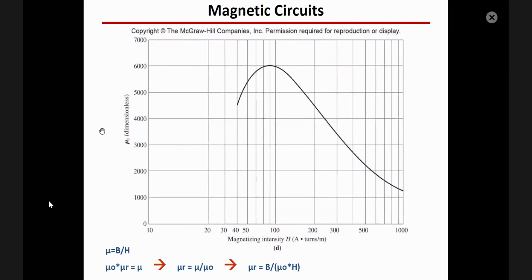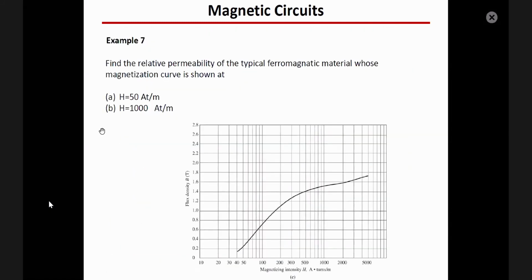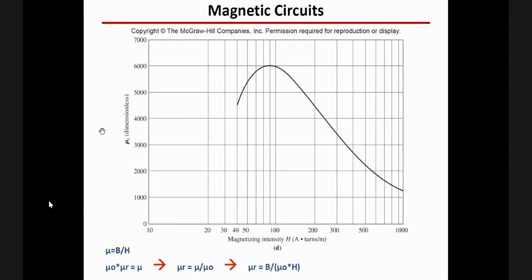Doctor, we can observe from the graph that mu is not constant at all. Yes, this is what we are saying. It's not constant. I mean, we said it's constant in some region before saturation, and that's true.